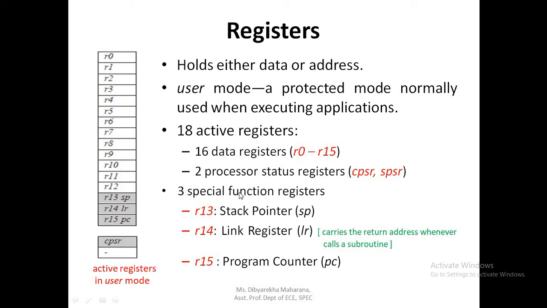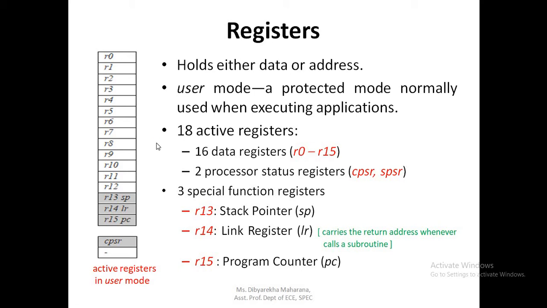It has 3 special functional registers, that is R13, R14 and R15. R13 is used as a stack pointer. You can call it SP. It is used to store the address of the top of the stack. R14 is the link register or LR. It carries the return address whenever a subroutine is called. R15 is the program counter, PC. It stores the address of the next instruction to be executed.